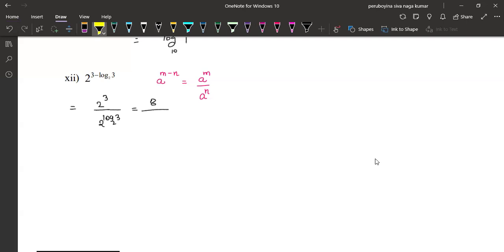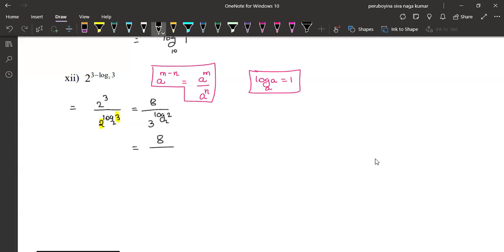And you can exchange because the logarithm was in a power place. So you can exchange the numbers. So 3 power log 2 base 2. And log a base a equals 1. So using this property, log 2 base 2 was 1. So 8 by 3 power 1, that means the value is equal to 8 by 3.